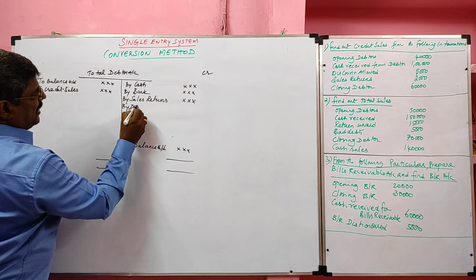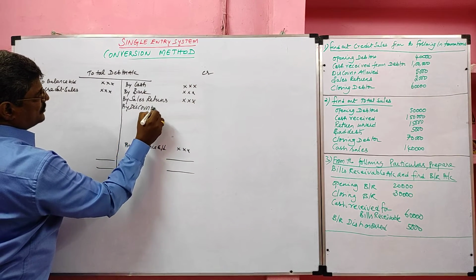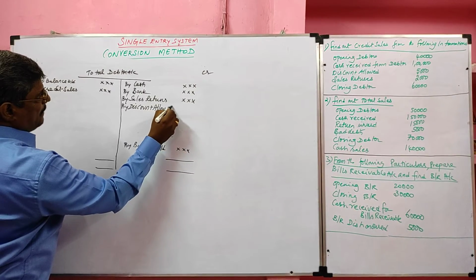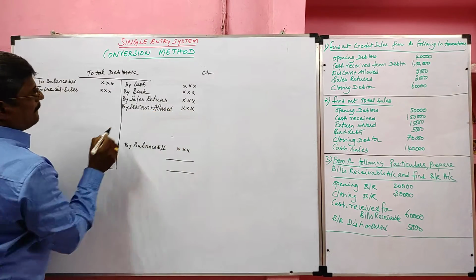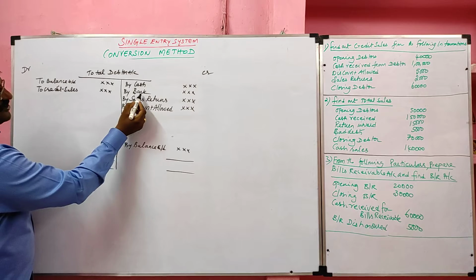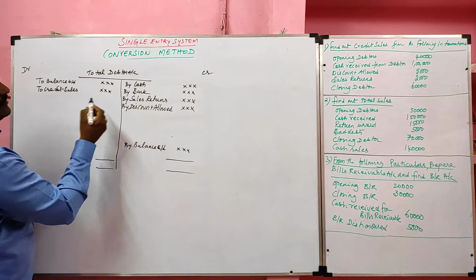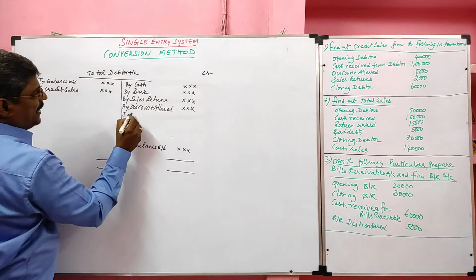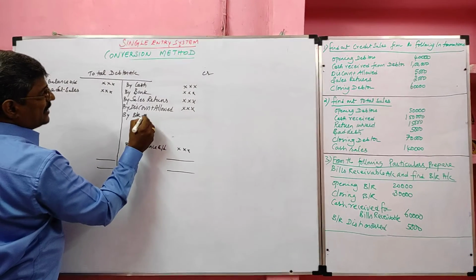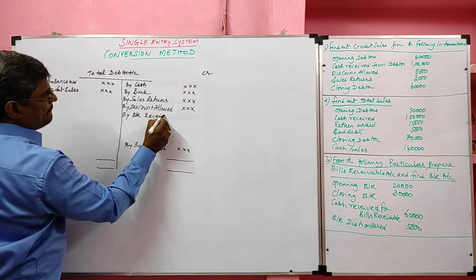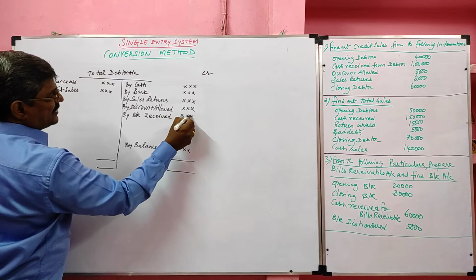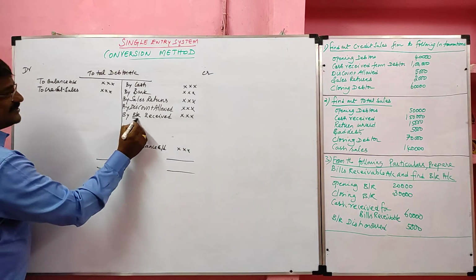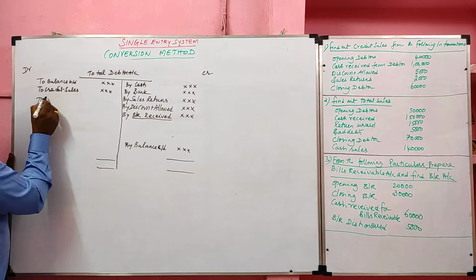by discount allowed to debtor. Cash received from debtor, cheque received from debtor, sales return from the debtor, discount allowed to the debtor, then by bills receivable received. If bills receivable is dishonored, it will be debited.